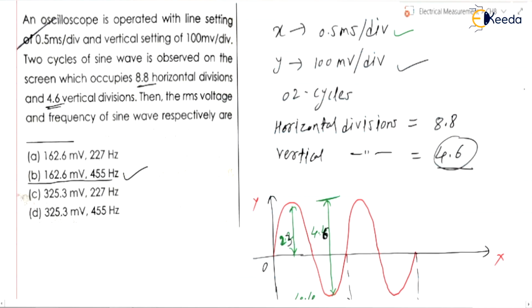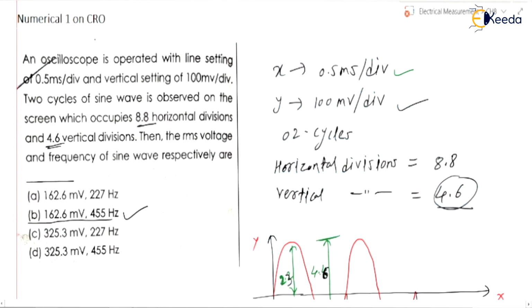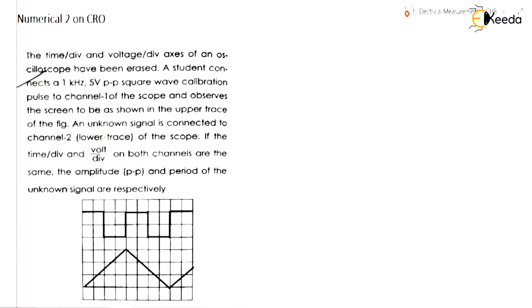So friends, this is about numerical number 1. The time per division and voltage per division axis of an oscilloscope have been erased. A student connects a 1 kilohertz 5 volt peak to peak square wave calibration pulse to channel 1 of the scope and observes the screen to be as shown in the upper trace of the figure.